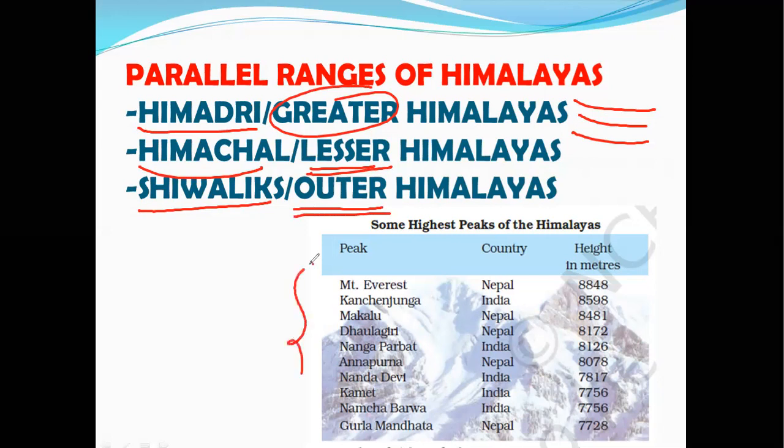Now here are some of the highest peaks of the Himalayas. Mount Everest is well known as it is the highest peak of the world and it is present in Nepal. Kanchenjunga is the highest peak of India. Further, there are some more of the highest peaks of the Himalayas.